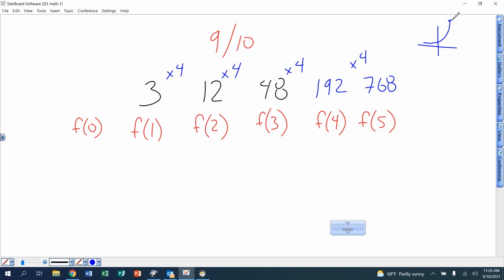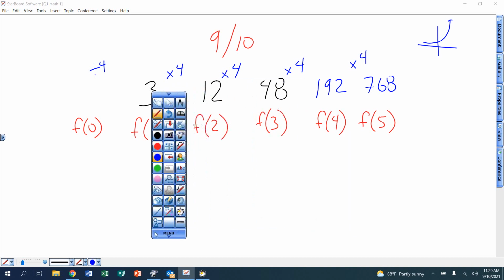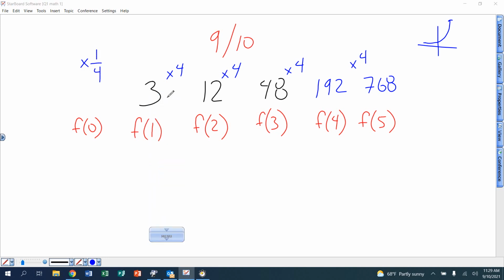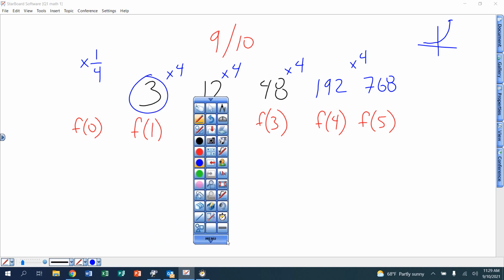All right, if I'm going to the left, the opposite of timesing by 4 is dividing by 4. But we're not going to show dividing by 4 anymore. We're going to show dividing by 4 is the same as multiplying by the reciprocal of 4, which is 1/4. So I take this 3 and I times it by 1/4, or divide it by 4, multiplying straight across, that gives you the 0 term of 3/4. Yes, it is a fraction.